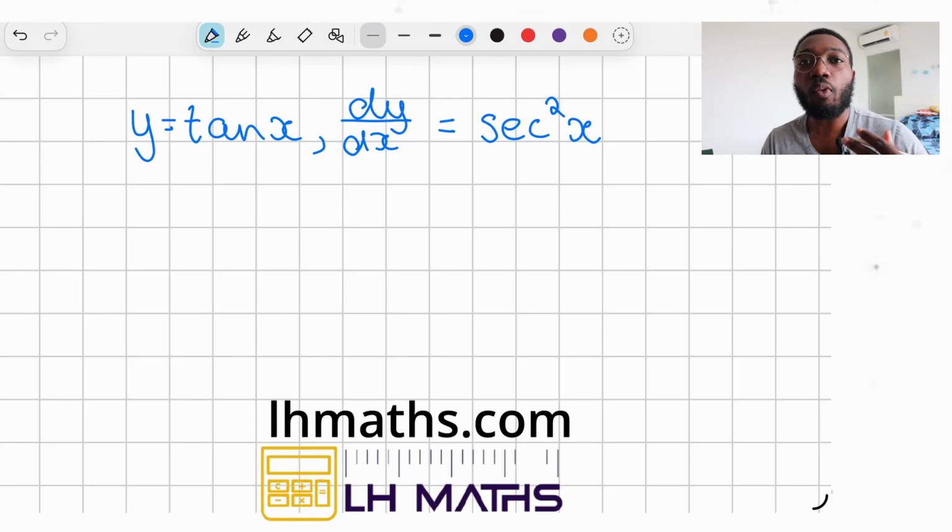So if we have that y is equal to tan x, and we know that if you were to differentiate this, it equals sec squared x. However, if you're in an exam, you may forget this, and you may need to differentiate tan x, for example. So how would you differentiate tan x? Well, this is how you would do it.